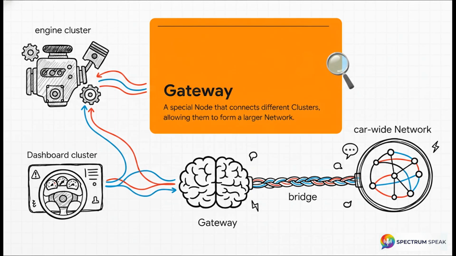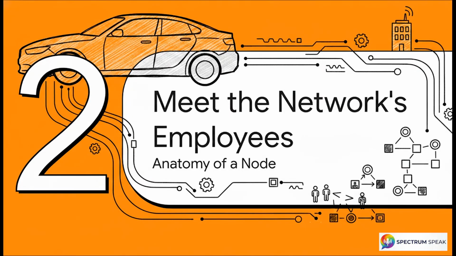That is where the gateway comes in. A gateway is a special kind of node that's a bit of a translator. It's connected to different clusters, and its whole job is to pass messages between them. It's the bridge that turns all these separate little conversations into one huge car-wide network. All right, so we've got the basic terms down. Now let's really zoom in and see what's actually inside a single one of these nodes.